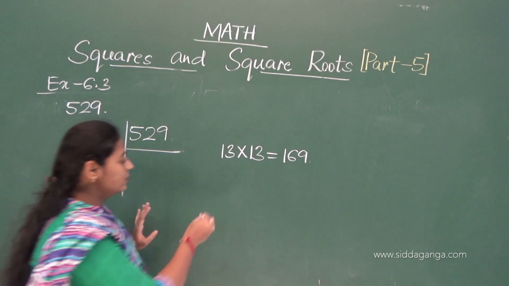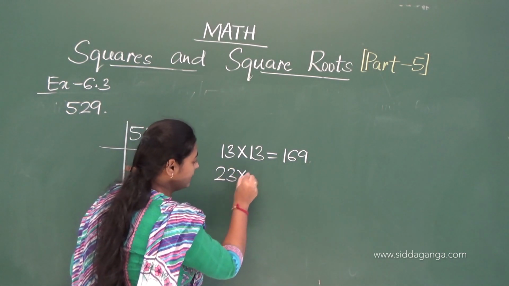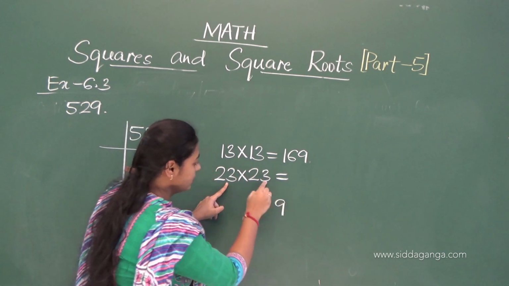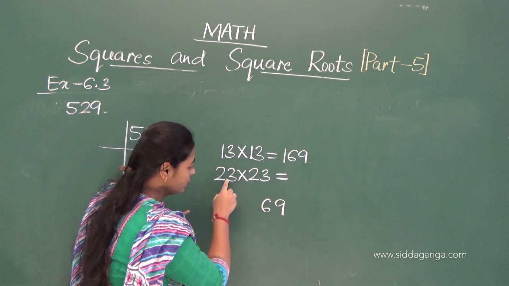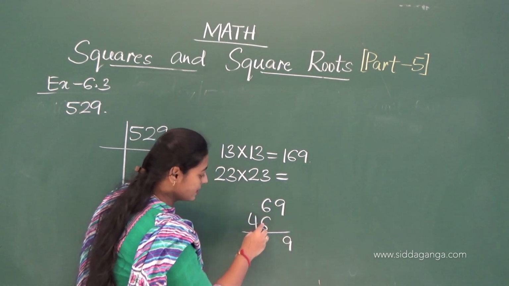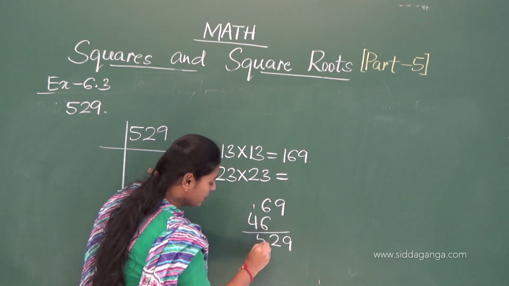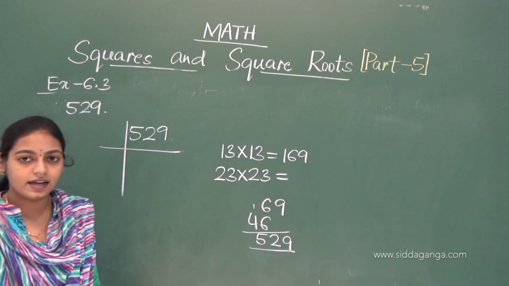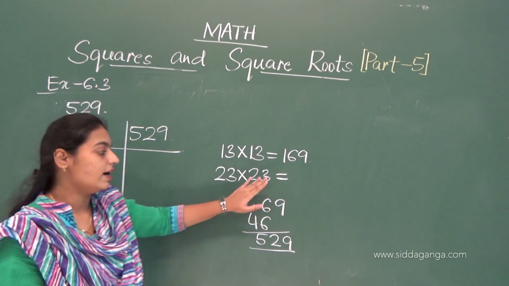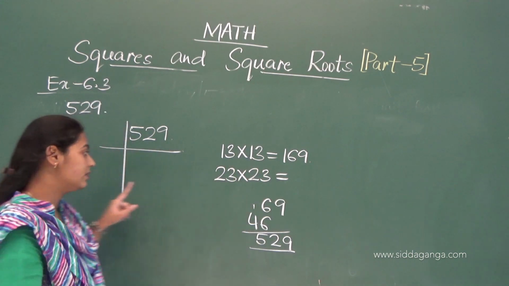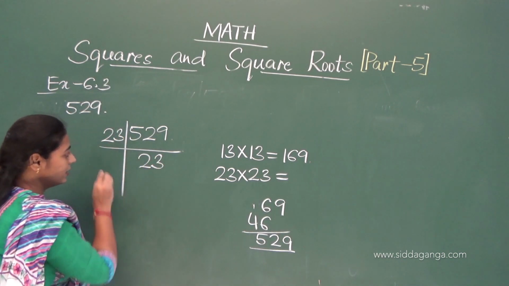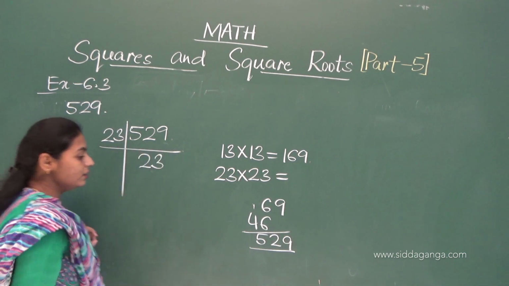Next, if we check for 23 into 23, that is equal to: 3 3s are 9, 3 2s are 6, 2 3s are 6 and 2 2s are 4. 9, 6 plus 6 is 12, 4 plus 1 is 5. 529. So 529 is the perfect square of 23, and 23 is also a prime factor. So we can directly write 23 into 23, 23 23s are 529.